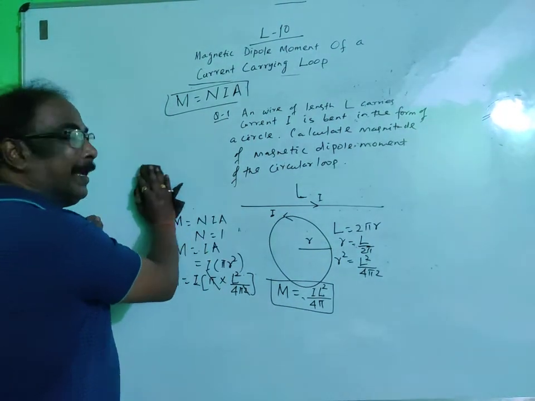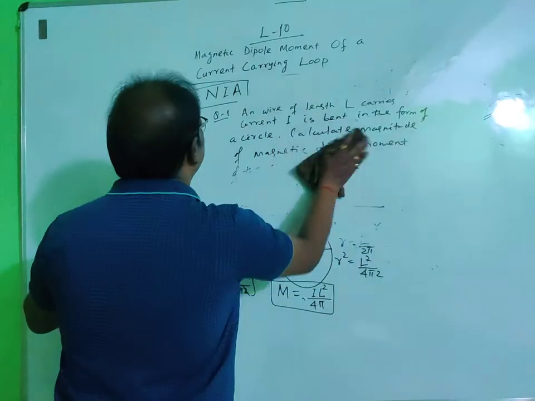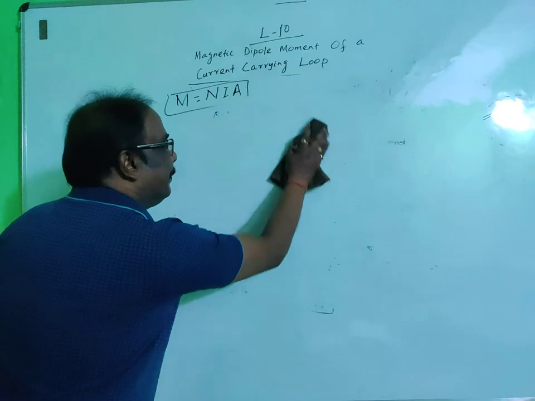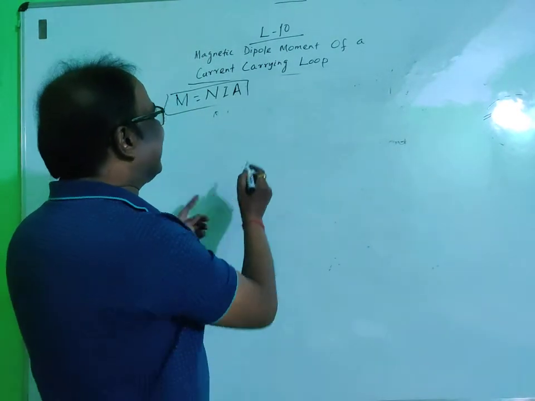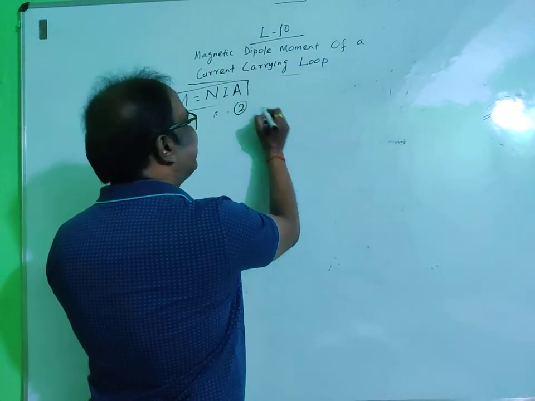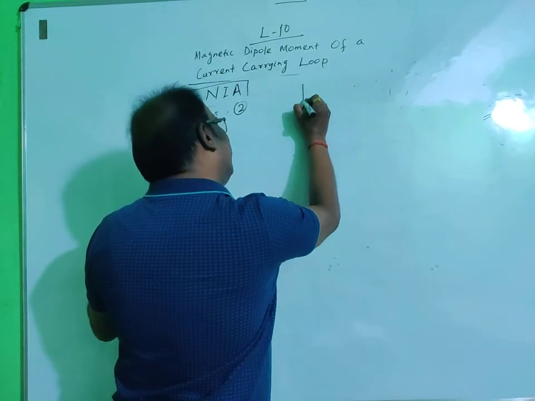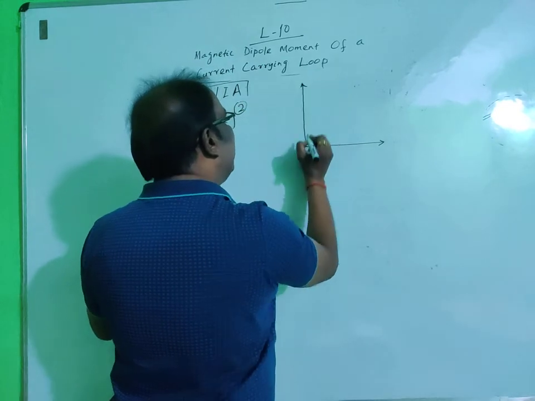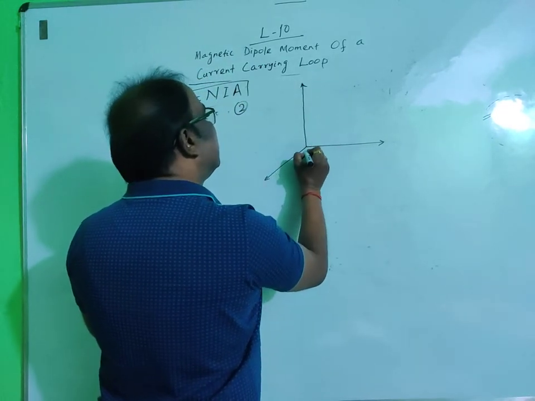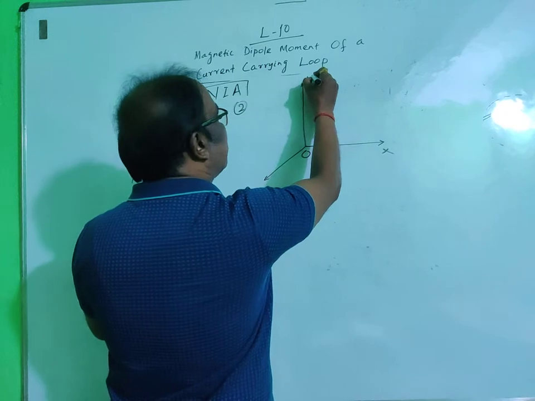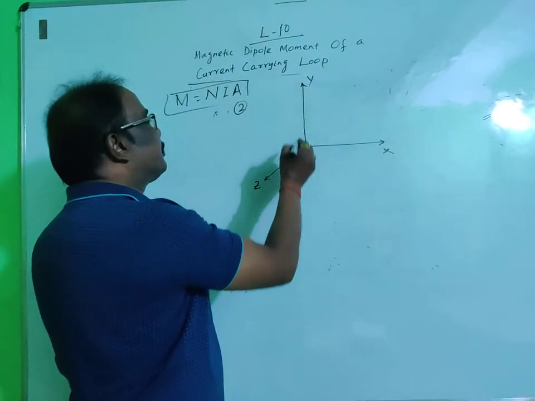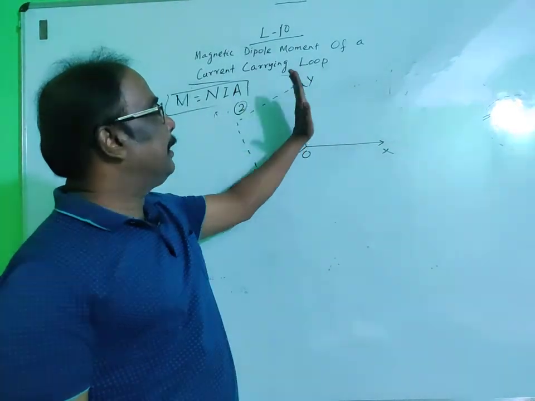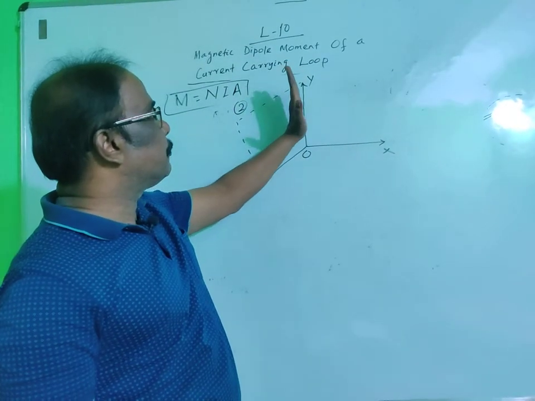Question number 2. Will I erase it? Fine. Question number 2. Let's take like this. I am showing you a current carrying loop on a given plane. See, this is the origin, this is the x-axis, this is the y-axis, and this is the z-axis. See, this is the yz plane. This is the z-axis and this is the yz plane.